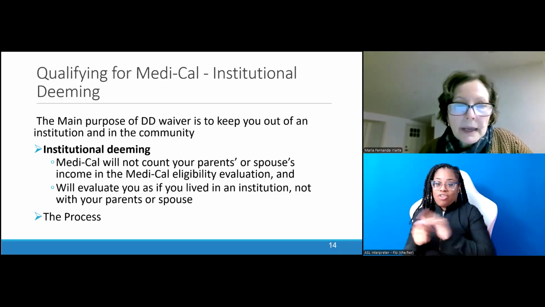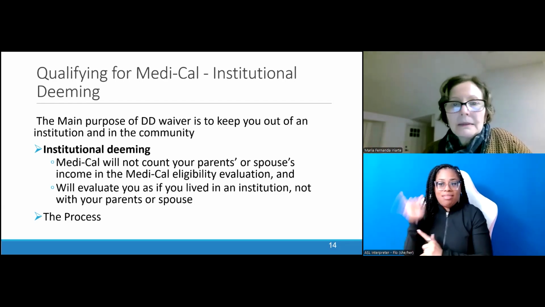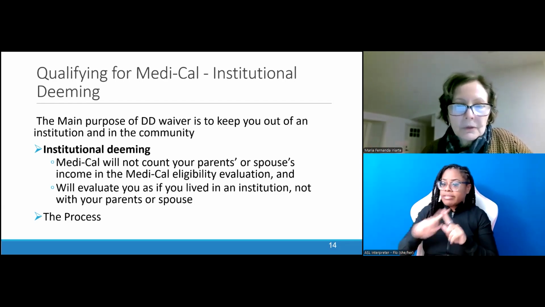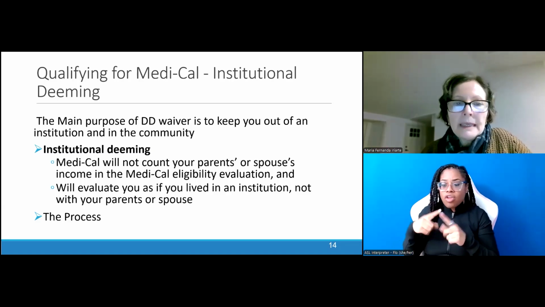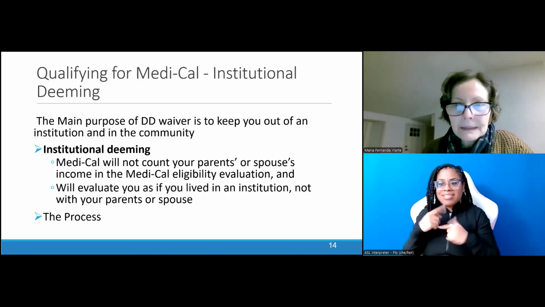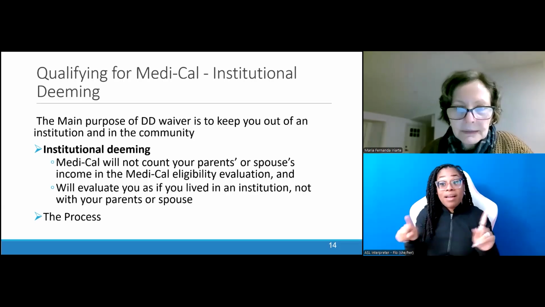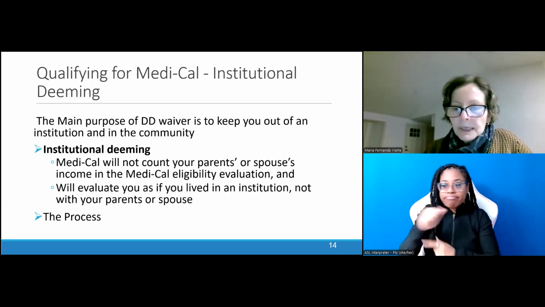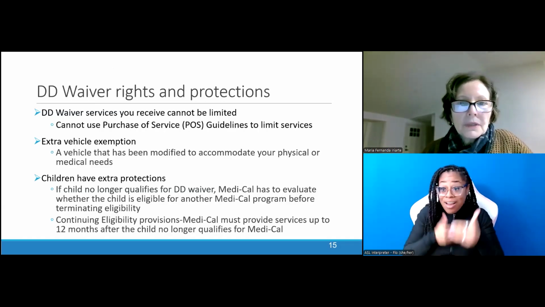So the DD waiver has that, the alternatives waiver has that, the MSSP waiver has that. So there are waivers that have this language, but there is no such thing as an institutional deeming waiver. It does not exist. Again, the process, you have to go through the regional center.